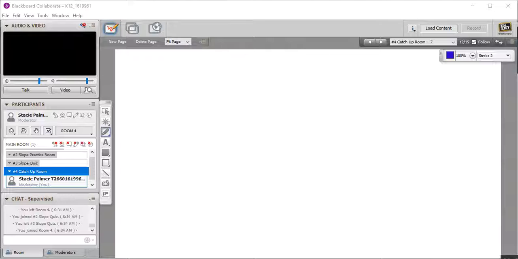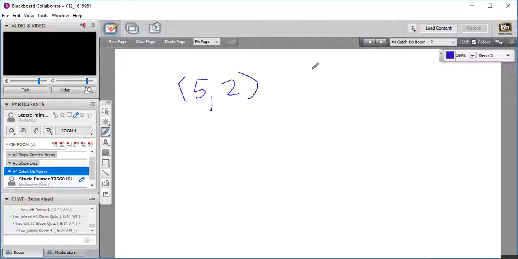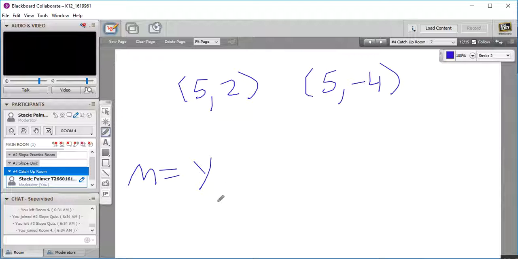So I'm going to give you another set of points. Let's say we have the points (5, 2) and (5, -4). And let's say I ask you to find the slope of the line that passes through these 2 points by using the slope formula. The slope formula is always set. It's the same thing every time.